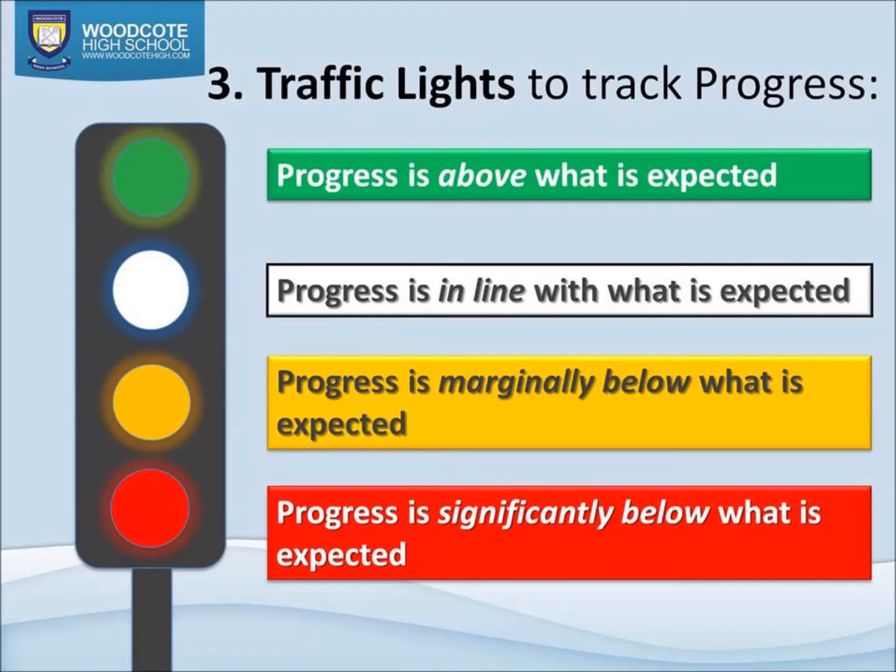The final part of the report is a comment about the progress overall. This is done using a traffic light system, as you can see here, with progress being determined in relation to starting points at the beginning of the academic year for the first report of the year in the autumn term, and any subsequent reports reviewing the progress made from the previous term, so the previous report.